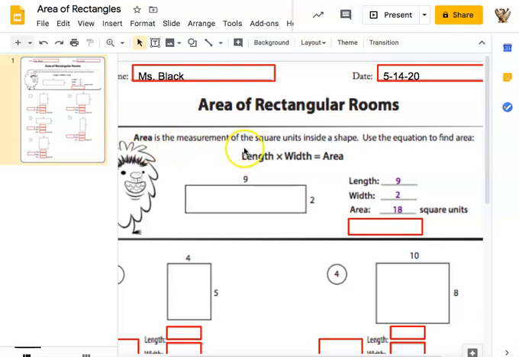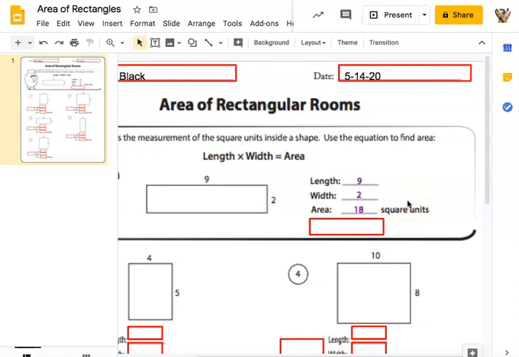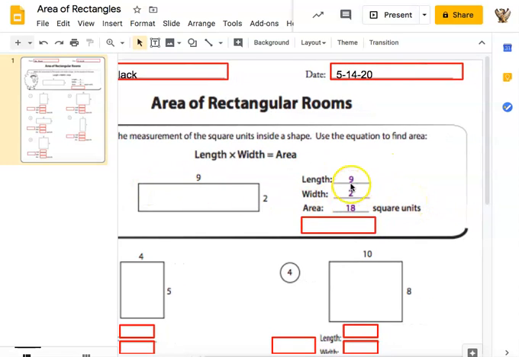So this says area is the measurement of square units inside of a shape. Use the equation to find the area. So to find area, we have to multiply the length times the width. Length just means how long an object is, and width means how thick it is. So the length times the width. So in this example, we have a length of 9, a width of 2, and they already gave us the answer. 9 times 2 is 18.